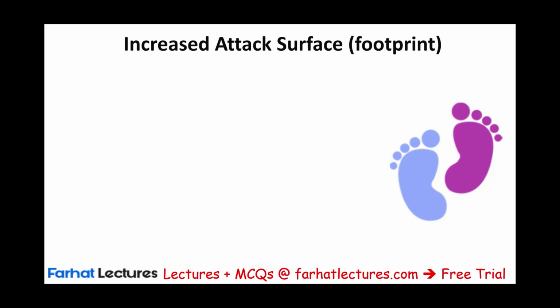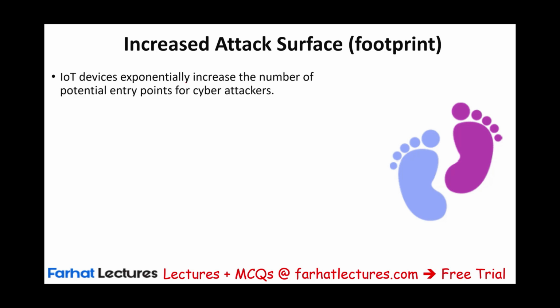So the first risk with the Internet of Things is increasing attack surface. It means you're increasing your footprint everywhere. The Internet of Things devices exponentially increase the number of potential entry points for cyber attackers through your phone, through your coffee machine if it's connected to the Internet, through your tablet. Obviously, those are connected to the Internet. Those are mobile devices. Maybe through your air conditioning system, and so on and so forth.